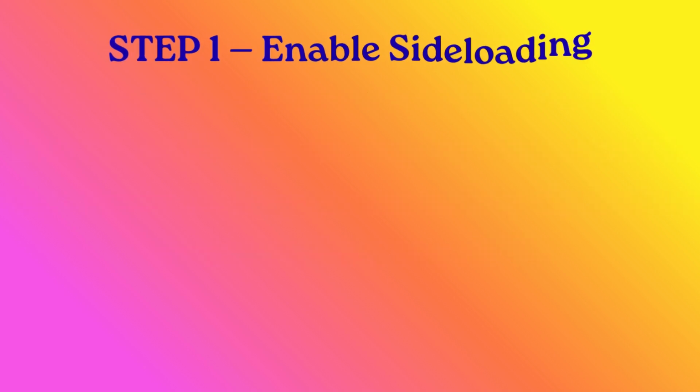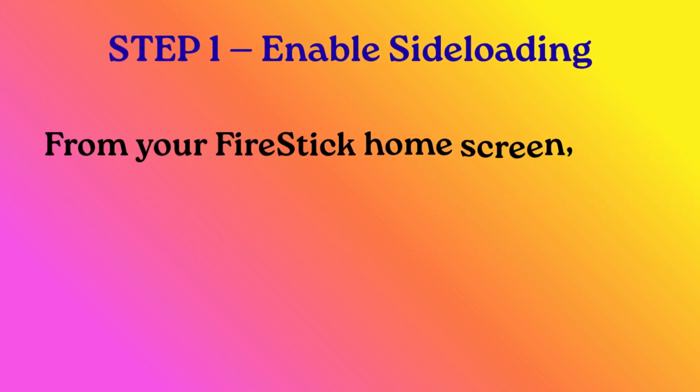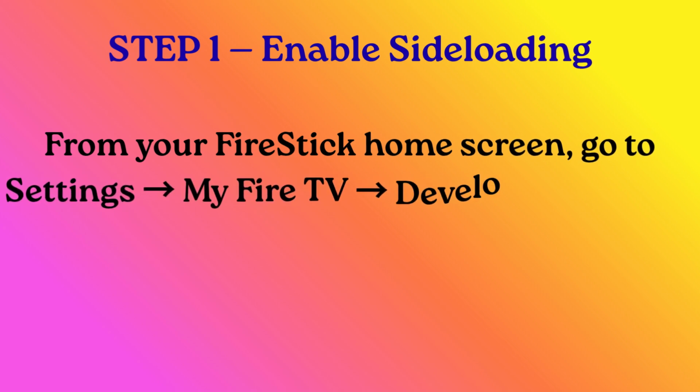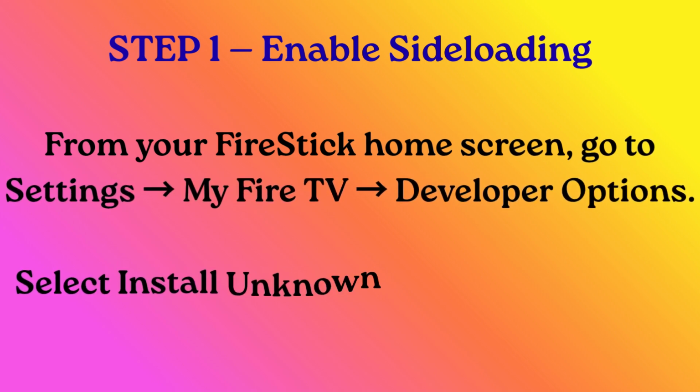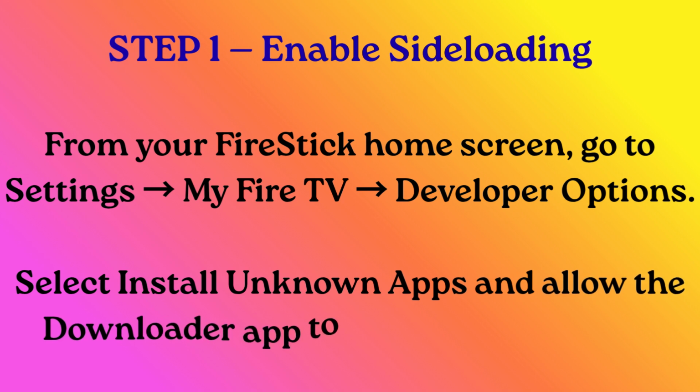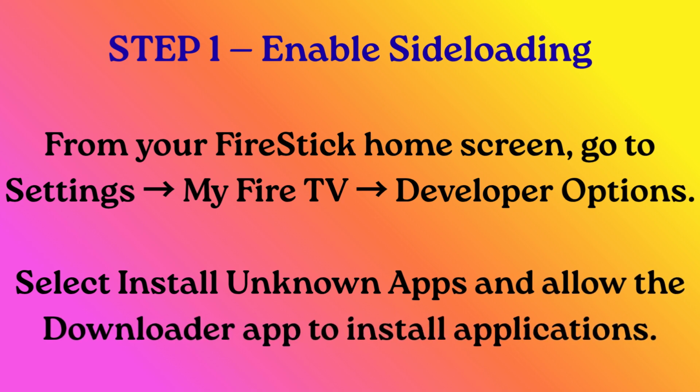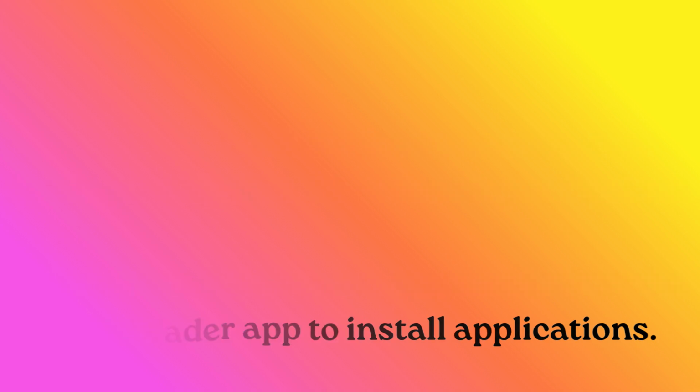Step 1. Enable sideloading. From your FireStick home screen, go to Settings, then My Fire TV, then Developer Options. Select Install Unknown Apps and allow the Downloader app to install applications.